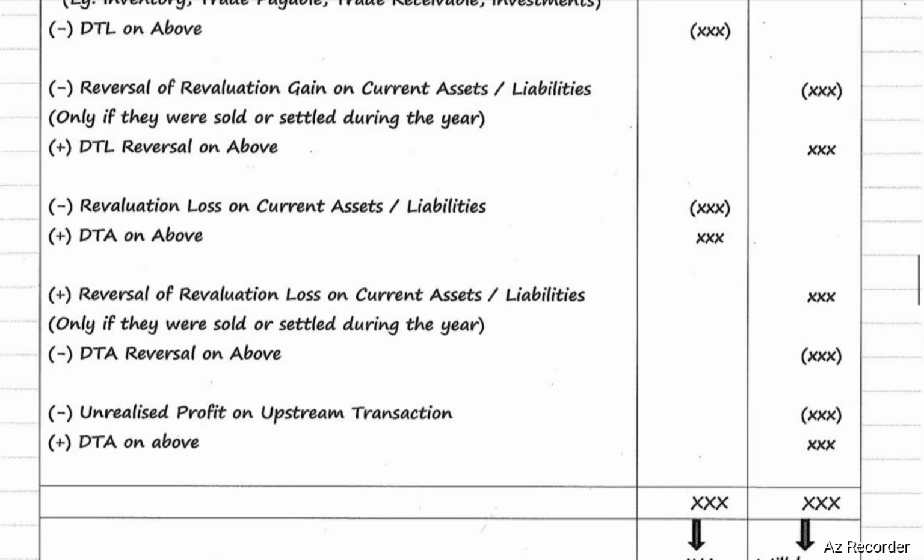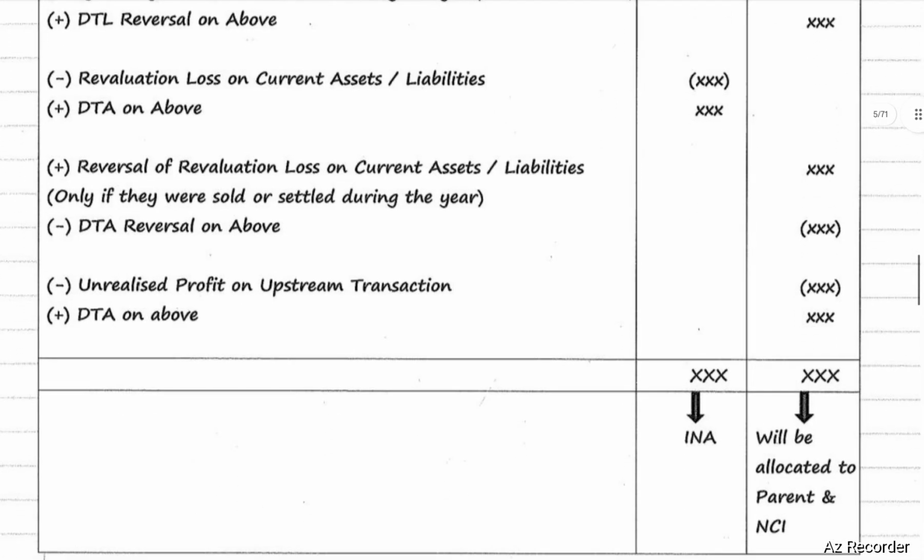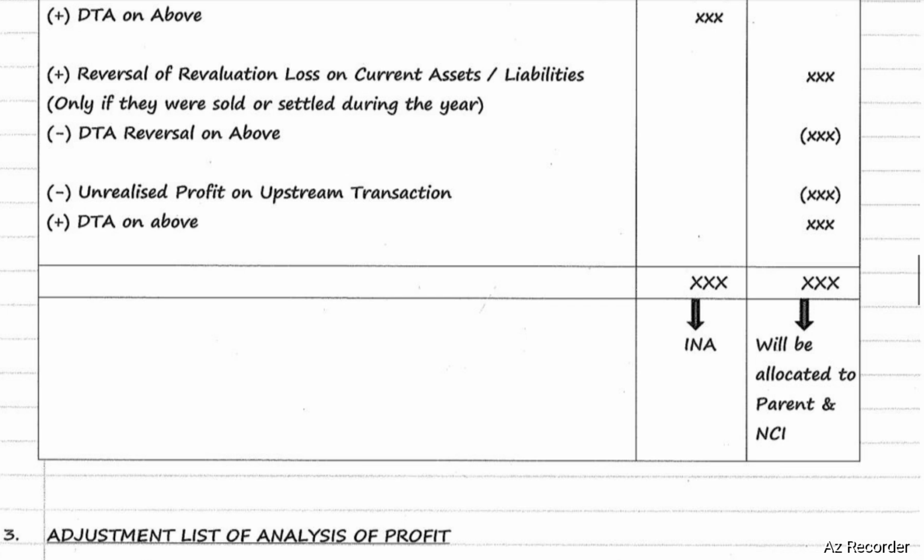It will be considered under post-acquisition profit column, minus unrealized profit on upstream transaction, which will be considered under post-acquisition profit column, minus deferred tax asset on above. It will be considered under post-acquisition profit column. Total the pre-acquisition profit column and post-acquisition profit column. Pre-acquisition profit column will be considered as identifiable net assets and post-acquisition profit will be allocated to parent and non-controlling interest.